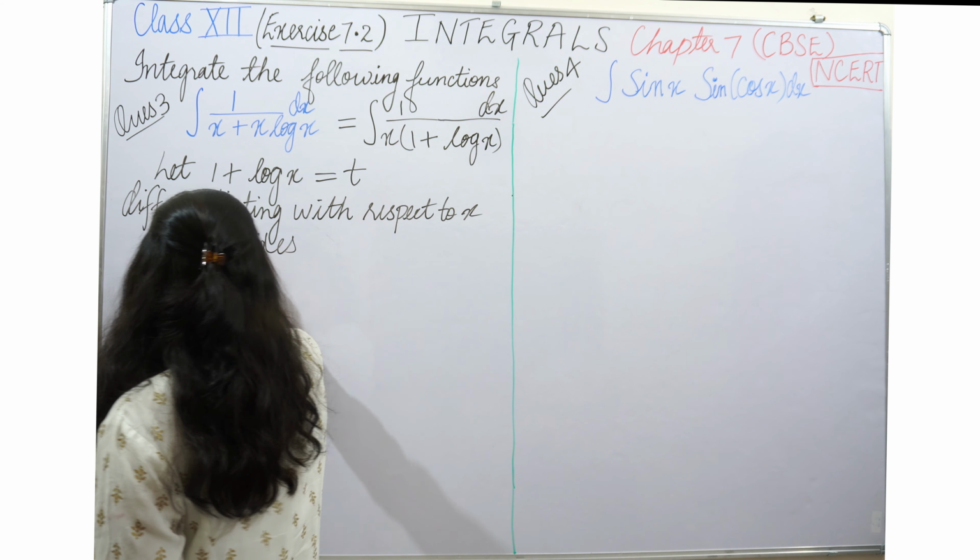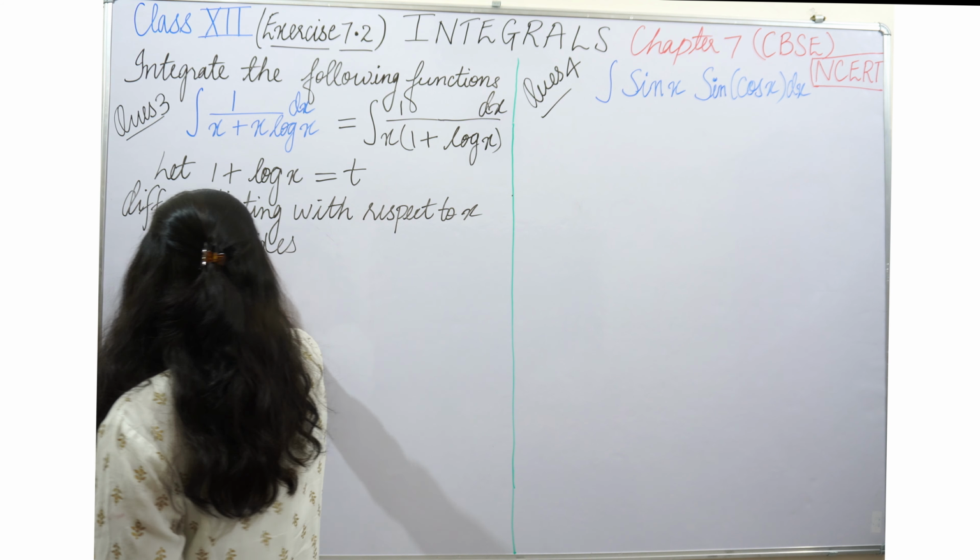So this dx is in the denominator. When it goes to that side, we'll be getting sin x dx, and it will be equal to minus dt. If I take this minus sign to that side, I'll get sin x dx equals minus dt. So in place of sin x dx, we are going to substitute minus dt.